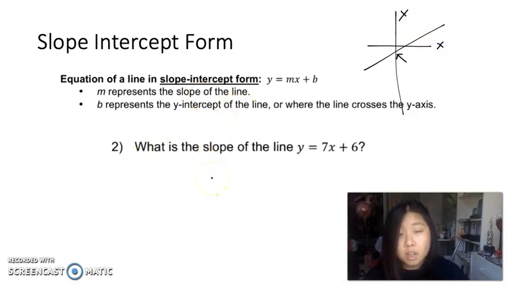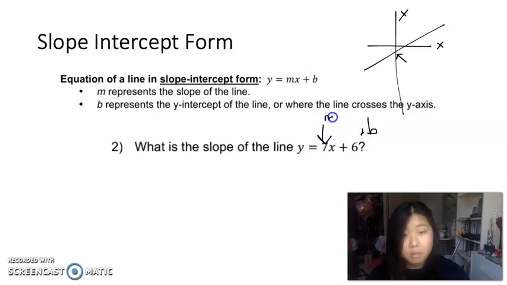So what is the slope of the line y equals 7x plus 6? Well, looking at y equals mx plus b, the slope-intercept form, we can tell that 6 is b, so 7 is m, or the slope.